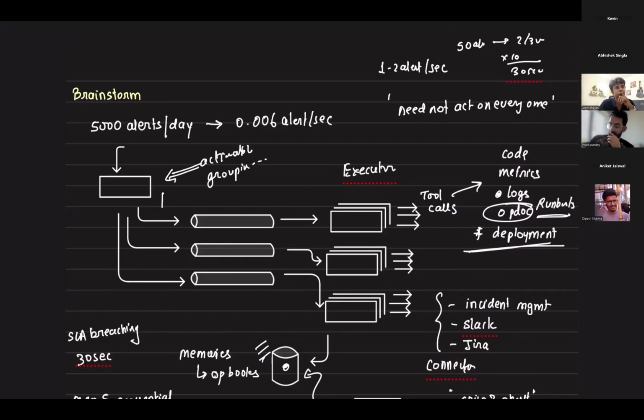Okay. Then what all things is the executor looking at? Code we discussed, metrics we discussed, logs we discussed. How is it going to check runbooks?